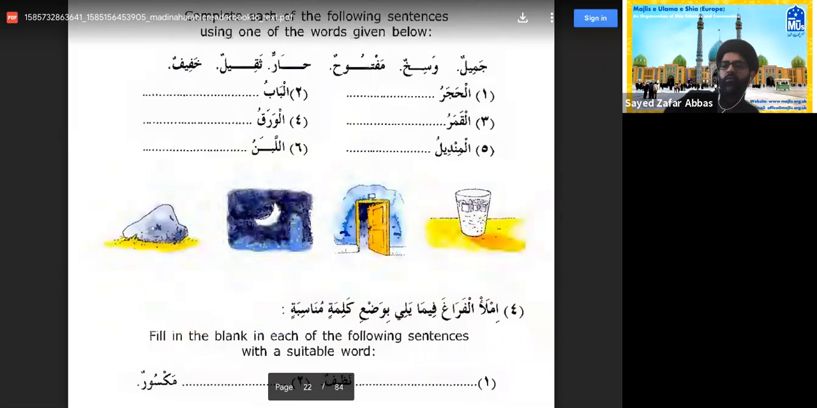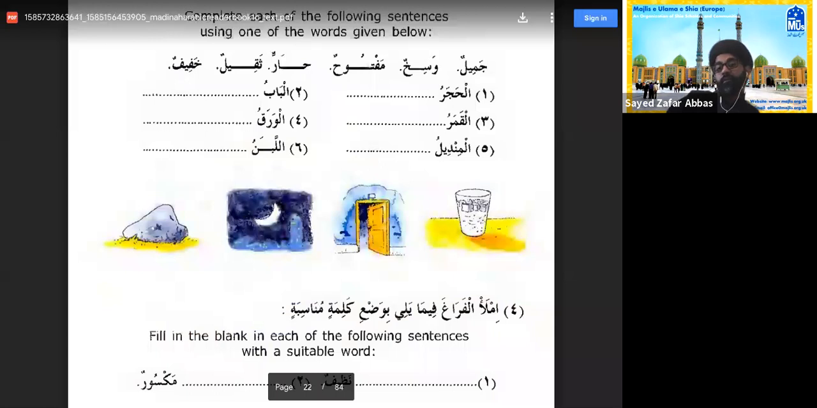Number 3, al-qamar. So again, which word do you think will go with al-qamar, or with the moon? Which word out of these 6 do you think will go? Al-qamar jameel. Yes, ahsan. Jameel is beautiful. Number 4, al-waraq. Which word should go here? Al-waraq wasakh, so the paper is dirty. I'm not sure. It could be. That's khafif. Yes. So al-waraq khafif, the paper is light.